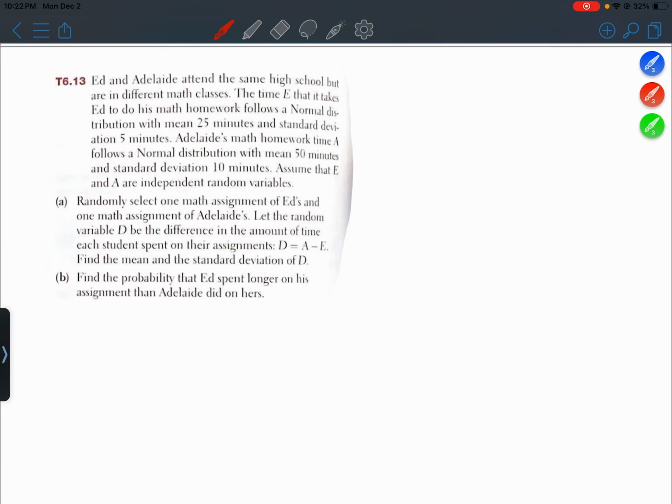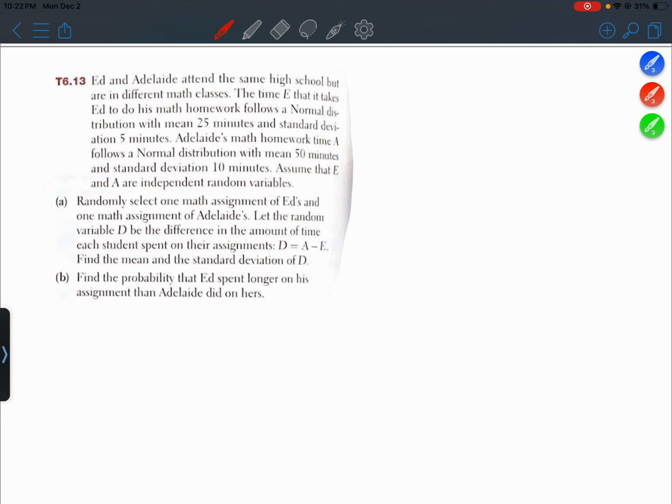Ed and Adelaide attend the same high school but are in different math classes. The time E that it takes Ed to do his math homework follows a normal distribution with mean 25 minutes and standard deviation 5 minutes. Adelaide's math homework time A follows a normal distribution with mean 50 minutes and standard deviation 10 minutes. Assume that E and A are independent random variables.